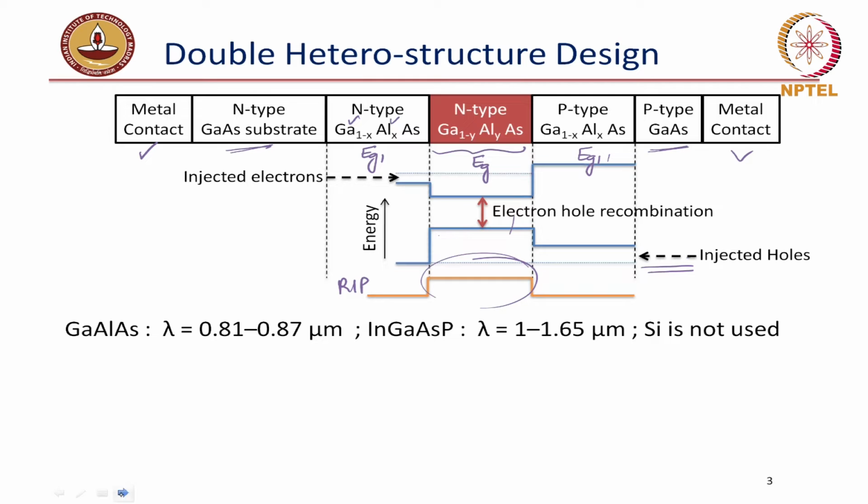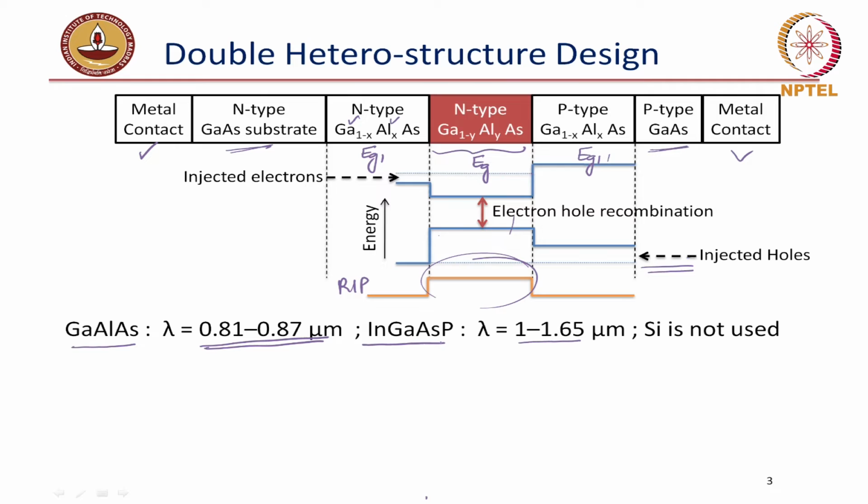A typical example of band gap engineering: for emission at 0.81 to 0.87 micron, which is again in the optical communication range of wavelengths, the material used is gallium aluminum arsenide. That's what is shown here. If you want emission at 1 to 1.65 micron, where 1.3 micron and 1.5 micron are optical communication bands, the material used is indium gallium arsenide phosphide. These are compound semiconductors, alloys made with semiconductors in varying proportions. You can't arbitrarily change the proportion.